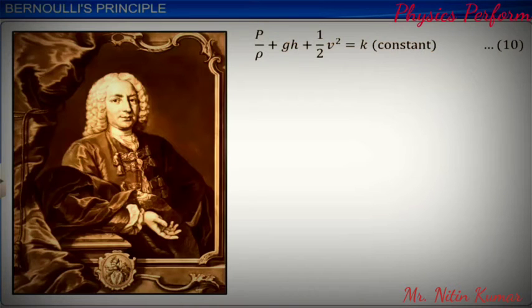We can also represent this equation as P plus rho gh plus half rho v square is a constant. Thus, in a streamlined flow of an ideal liquid, the sum of the pressure energy per unit volume, potential energy per unit volume, and kinetic energy per unit volume is always a constant at all cross-sections of the liquid.